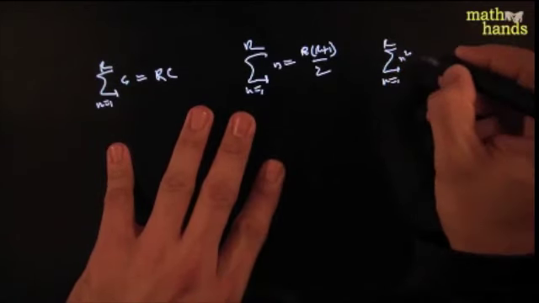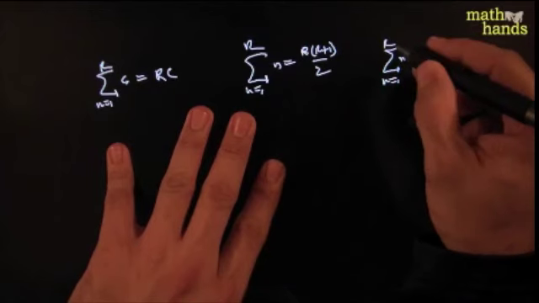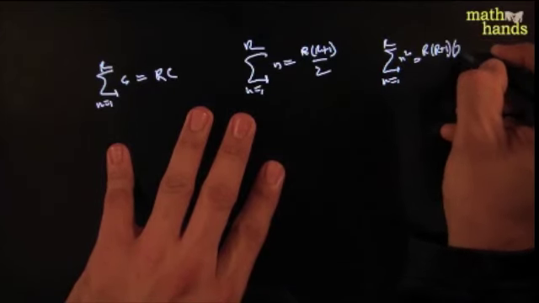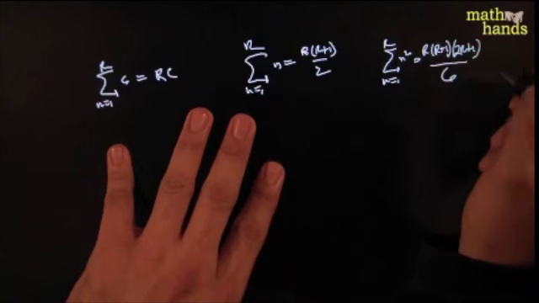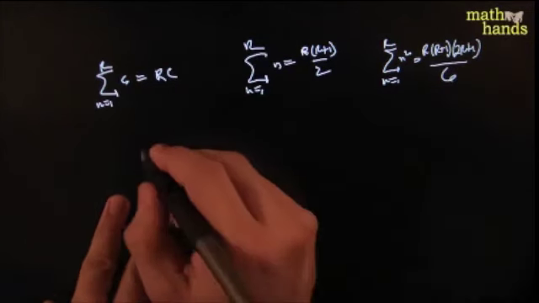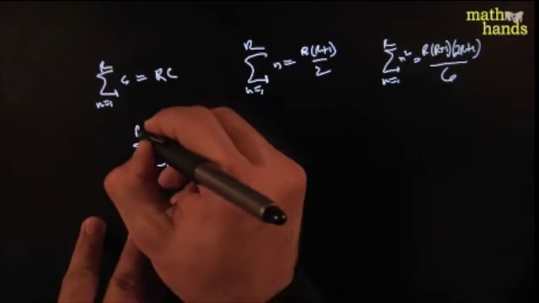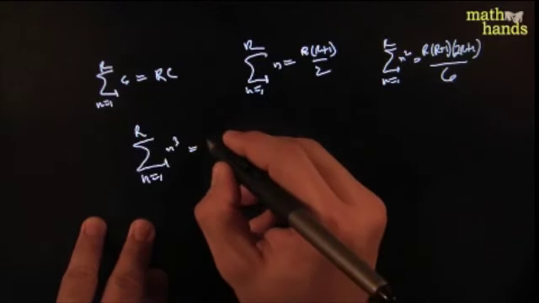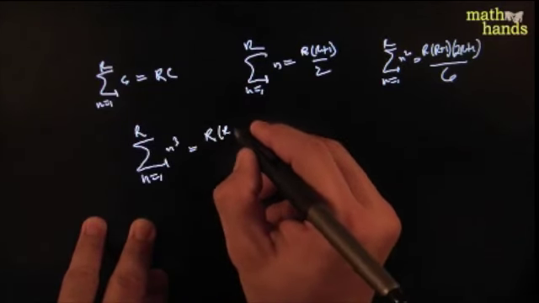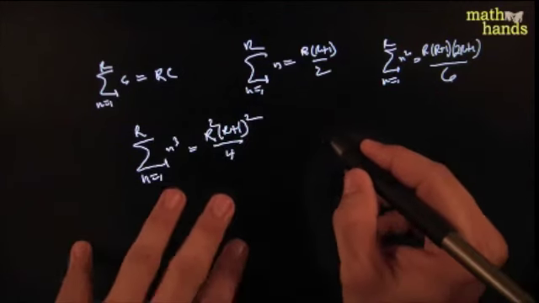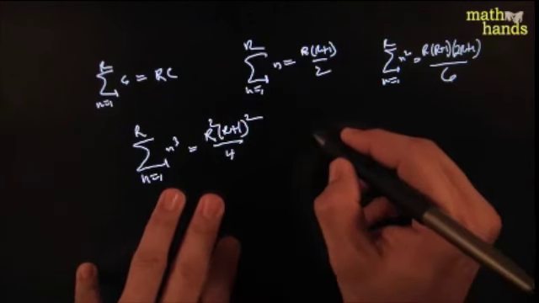The summation of all the n squared as n runs from 1 to r: r times r plus 1 times 2r plus 1, divided by 6. And of course, I talked about this one, but I let you do it as homework. If you're adding up all the cubes, I would get r times r plus 1, all over 4, squared.